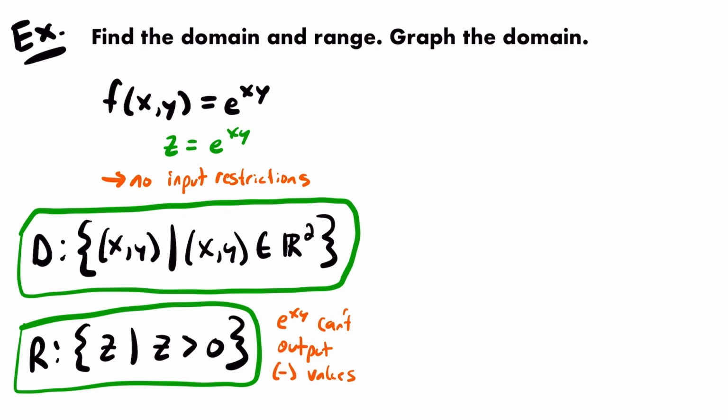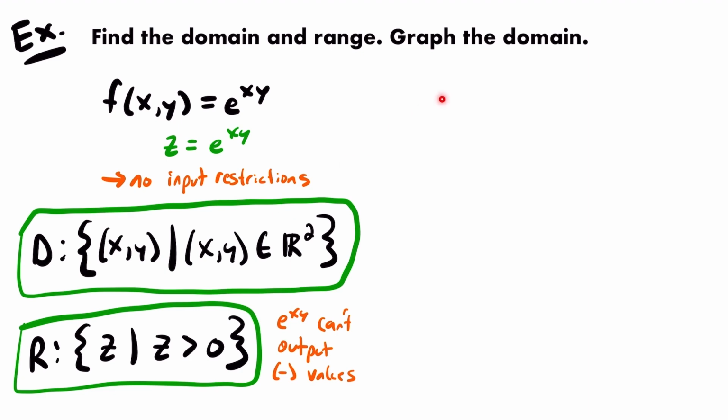Okay, so we found the domain and range, but now we want to graph the domain that we found. And so like I said at the beginning of this problem, we have two independent variables, x and y, and so our domain will be graphed in 2 dimensions, which makes sense because we just said right here that the domain is all values of x, y belonging to R squared, which is the set of all ordered pairs, which by definition is in 2D.